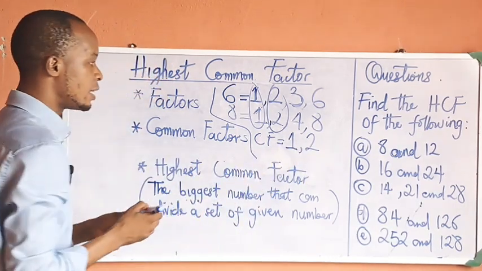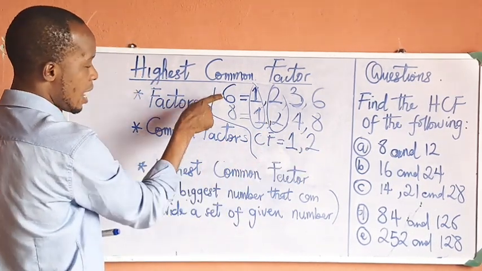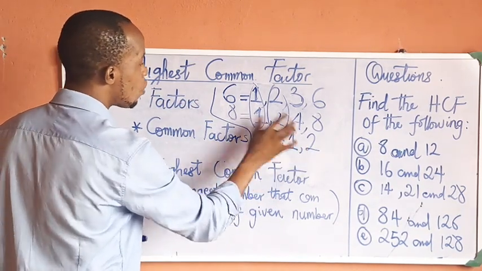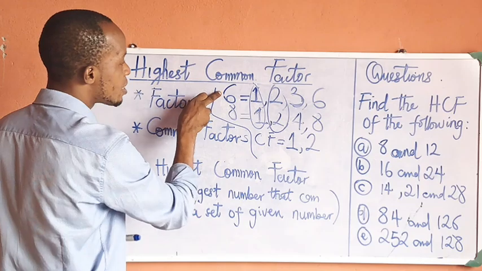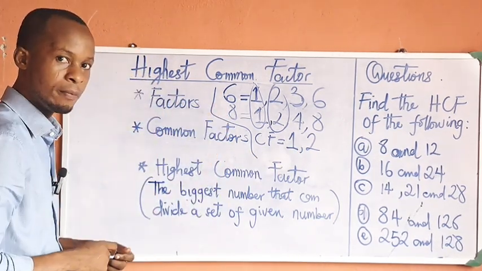So you can see that 1 and 2 can both divide 6 and 8 without a remainder. Okay, so 1 and 2 are both factors of 6 and 8. So they are common factors of both numbers.